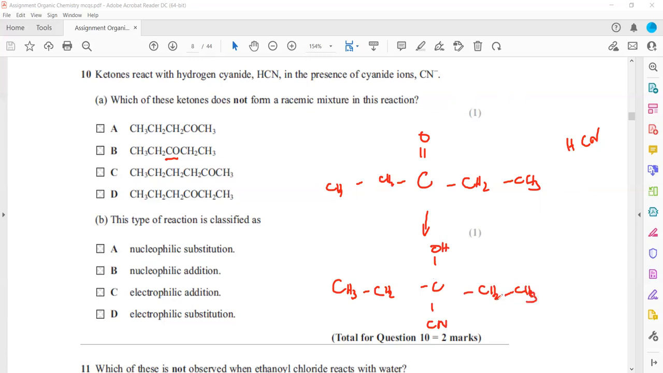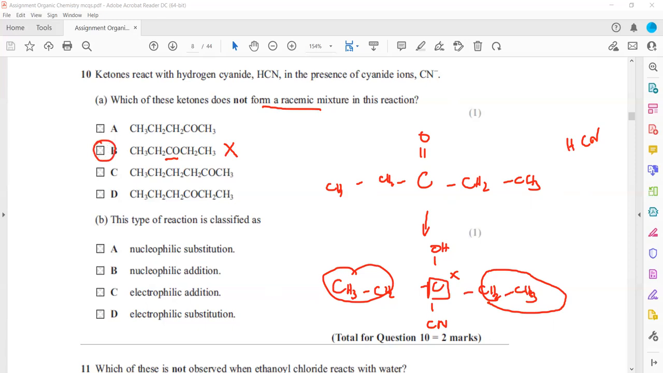So this cannot be a chiral carbon. Why? Because two identical groups are attached here, CH2, CH3 and CH2, CH3. If it's not a chiral carbon, it won't have an optical isomer, so it will not form a racemic mixture. Because a racemic mixture means a mixture which contains equal proportions of the two optical isomers. Since it does not form optical isomers, it will not have a racemic mixture. That's why B is the right answer.